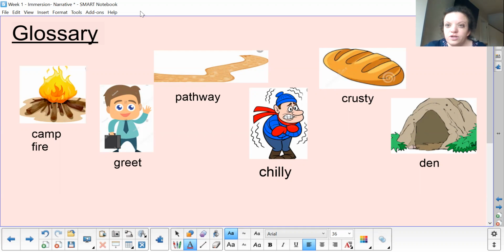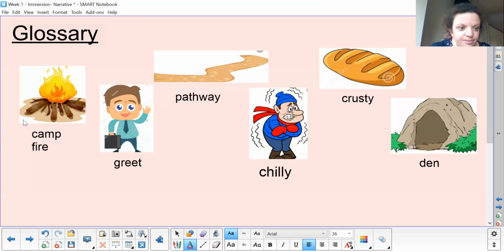Chilly is to feel cold. Crusty is like the hard bit of the bread, the crust. Okay, and a den is a place where people live, like outside. It's like a place they set up. So dens might be for animals, or humans might make a den as an exciting place to camp and things like that.